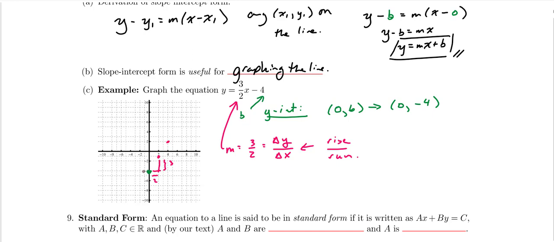And we could continue. You can see I could plot several points because slopes of lines maintain that common ratio. And there we've got the equation of that line, which we've graphed.